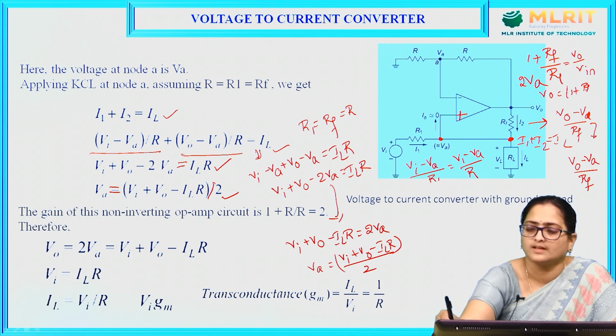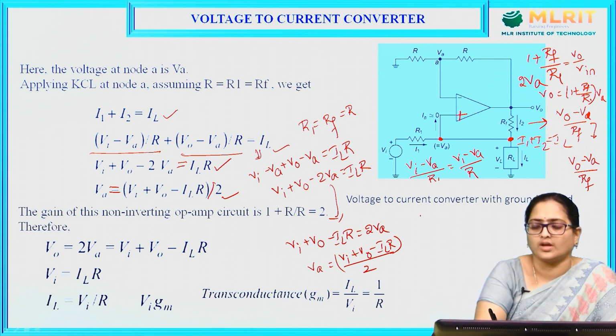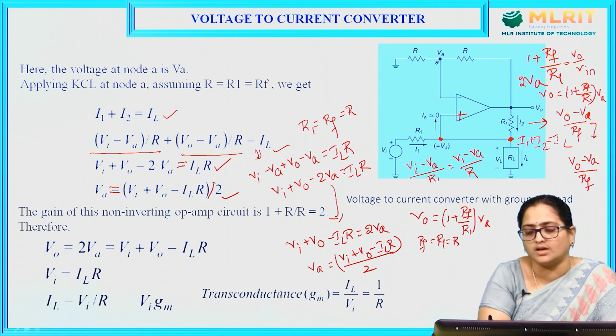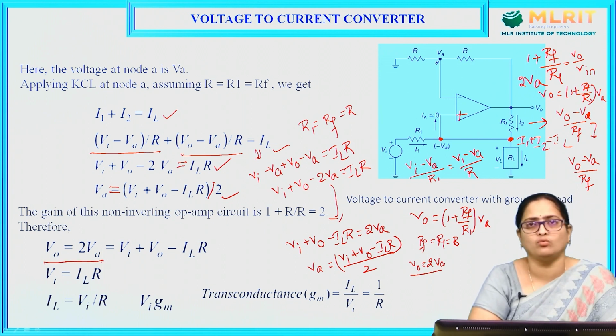1 plus RF by R1 into V in, which is the voltage across node A, which is VA. So, finally, you can write V naught is equal to 1 plus RF by R1 into VA, where I am assuming RF is equal to R1 is equal to R. So, you can write V naught is equal to 2 into VA, such that V naught is equal to 2 into VA.